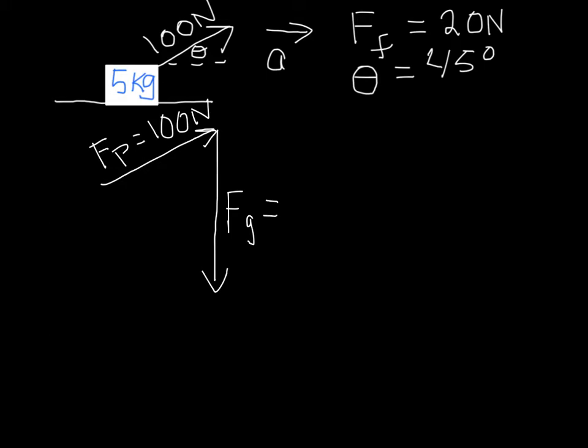which we calculate based on the mass. You do not convert mass to force. You calculate it. So that's 5 kilograms times 10 newtons per kilogram, and that's 50 newtons.